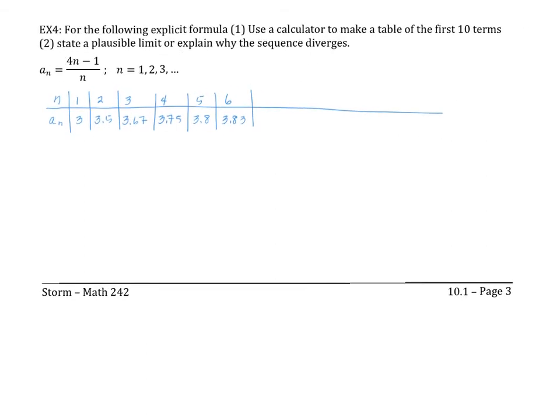So let's do some more. 7, I have 3.86. 8, 3.88. 9, 3.89. 10, I have 3.9. So it appears that my terms are approaching 4. The problem is, have I gone far enough? How do I know it doesn't get larger than 4? How do I know that it's not going to go 4.1, 4.2, and so on?